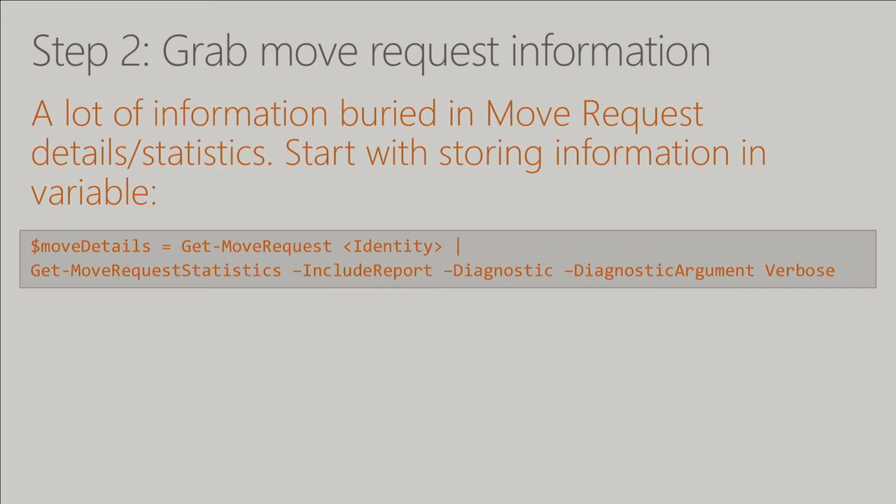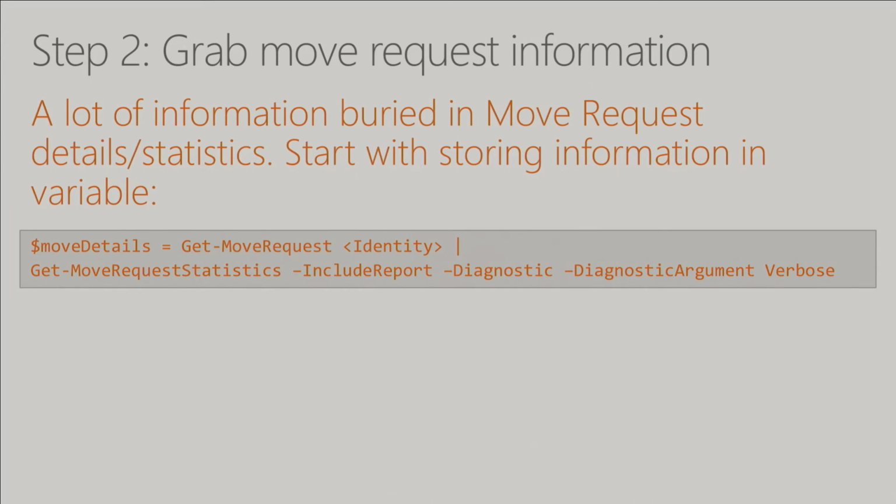So using this commandlet and all the switches that include report, diagnostic, and the verbose switch, what you will get is a lot of insight into what happened during that mailbox move, whether it completed or failed, and so on. So you take that information, you save it as a variable, you save it in an XML file, you put it in a CSV file, everything is fine, right?